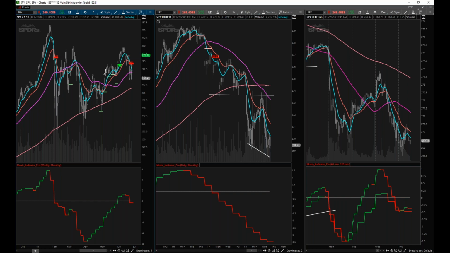And if you guys see, this is also how I gray out all my price, because I really don't care if price went up or down. I care where price is in relation to the moving averages and also where the Moxie indicator is. So that's what I'm checking out.